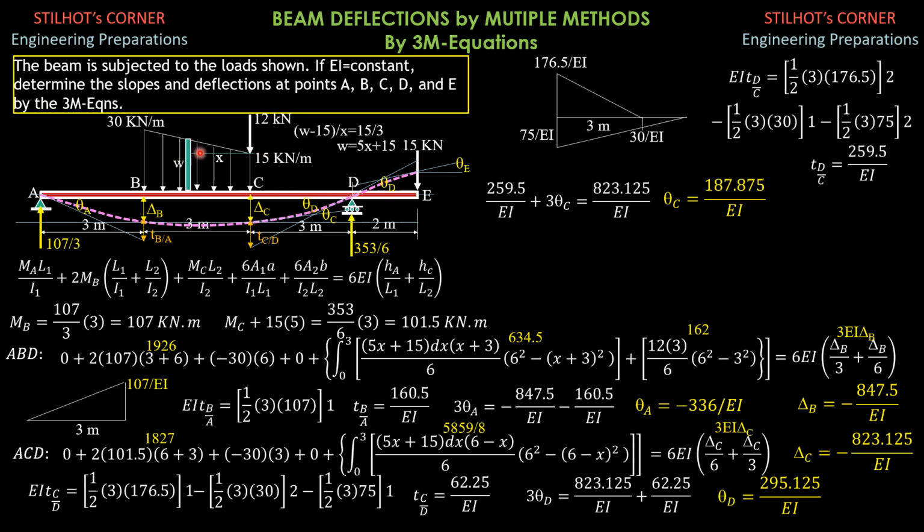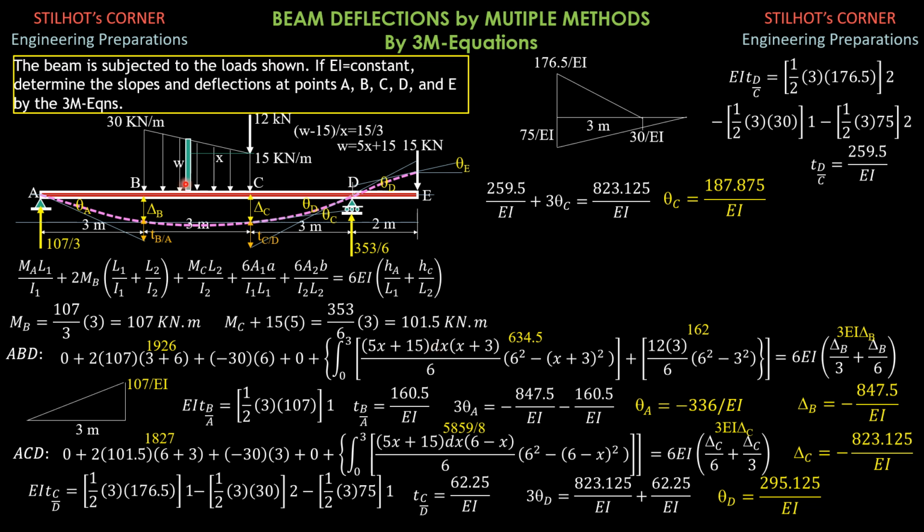So W minus 15 as 2x equals 30 minus 15 is 15 kilonewton per meter as to 3. So that's why W is 5x plus 15. So we have here the integral from 0 to 3 for the variation of x. Then W dx, differential P, W dx, 5x plus 15 dx.